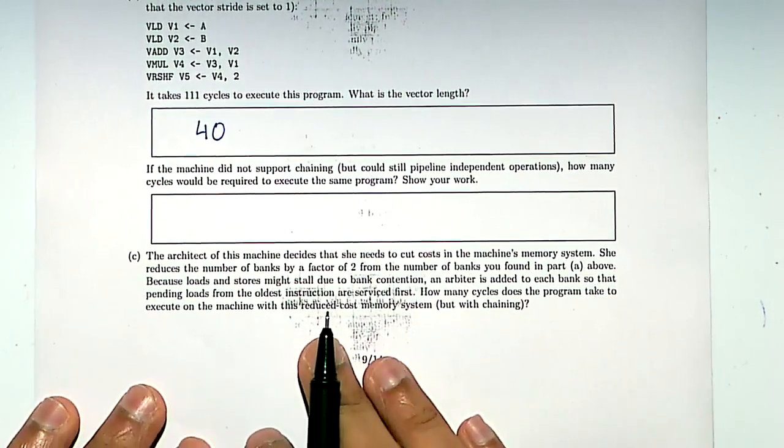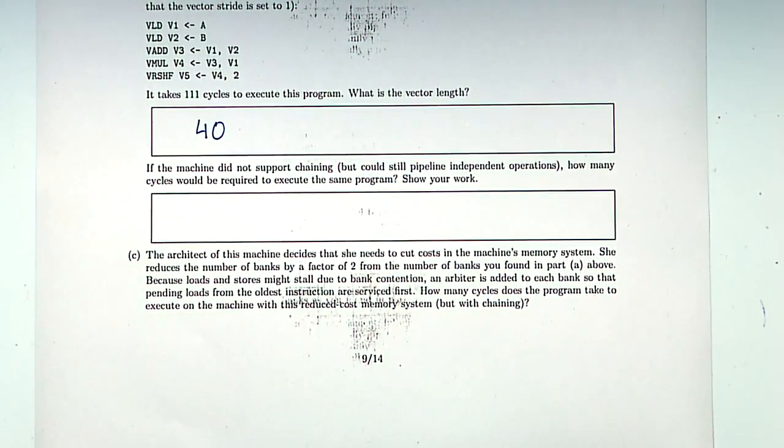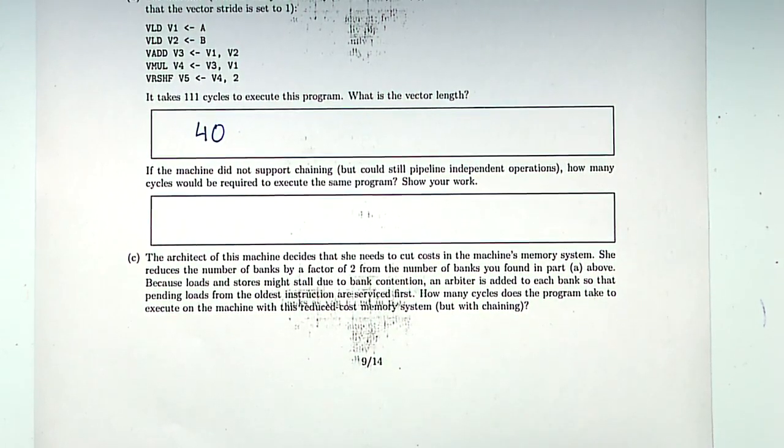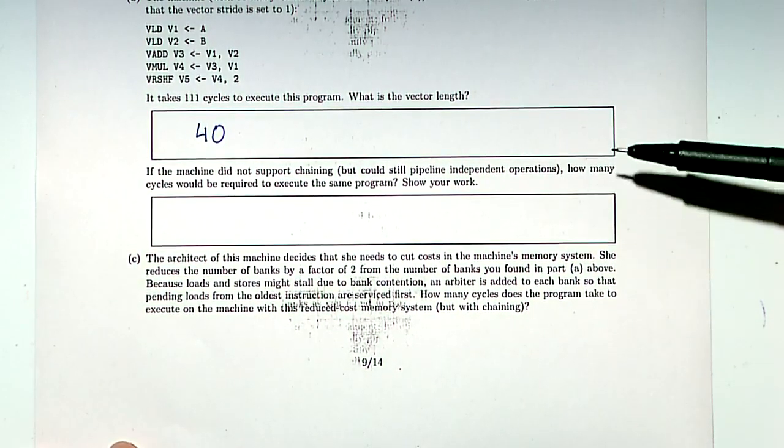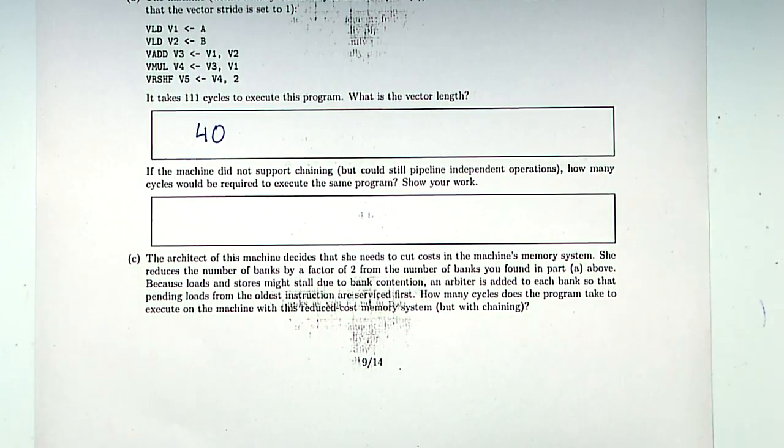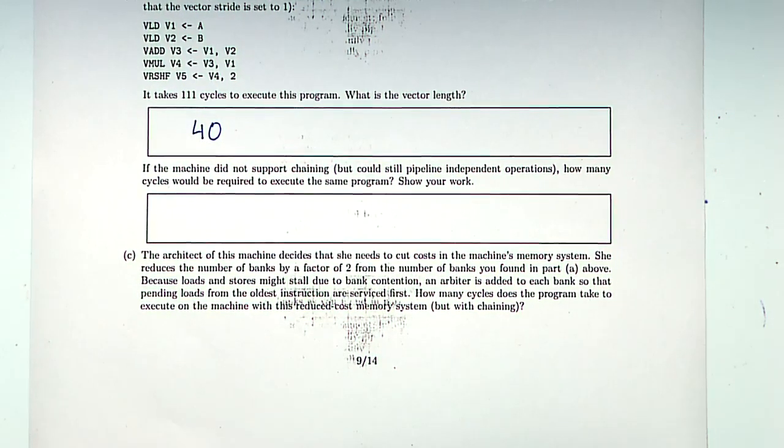Part C says that the architect of the machine decides that we need to be cheaper with the memory system, so we're going to cut the number of banks by a factor of 2. Instead of having 64 banks, we have 32 banks. We're using the same machine as before, but with chaining, and we're trying to figure out how many cycles the program takes now. So we're just going to start a new timing diagram.